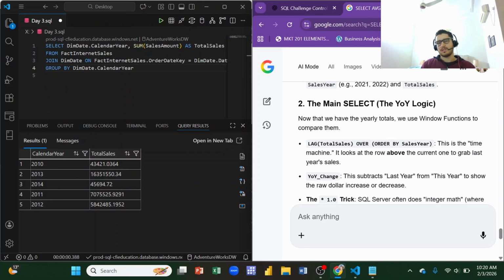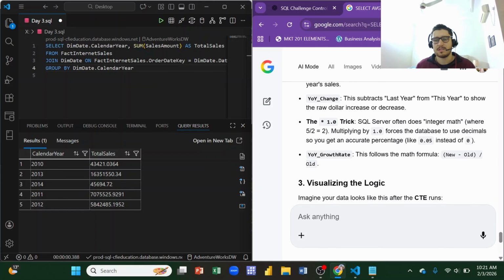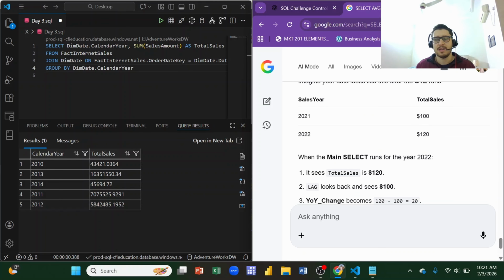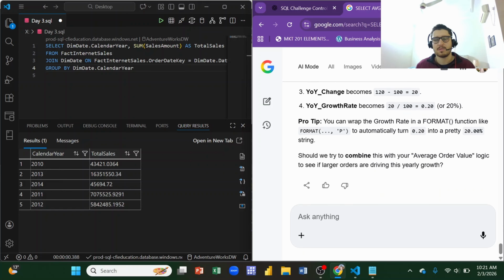So what is the window function? The window function is LAG(total_sales) OVER (ORDER BY sales year). This is the time machine. It looks at the row above the current one to grab last year's sales. The year-on-year change subtracts last year from this year, giving the raw dollar increase or decrease. The trick is visualizing the CTE: the main select runs and sees total sales of $120. You can wrap up the growth rate in this format.